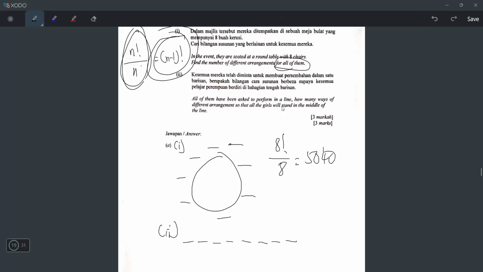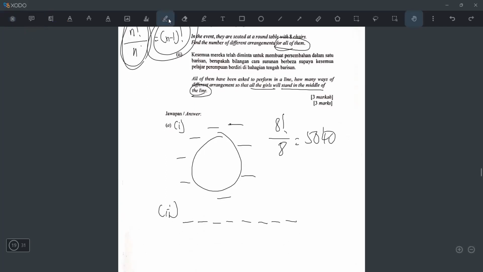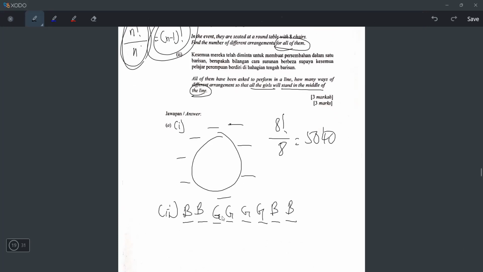How many ways of different arrangement so that all the girls will stand in the middle of the line? So girls have to stand in the middle. Where is the middle? So the middle means this has to be boy, this has to be boy, this has to be boy, this has to be boy, and then that's it, because there are only 4 boys. It means the middle will be girl, girl, girl, girl like this. So this thing has to be together.